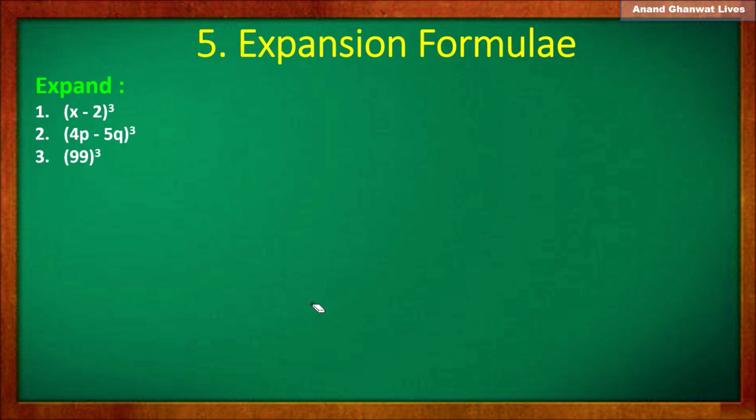Next example is the cube of 99. Let us take 100 minus 1, which is very simple. So now by using the rule for the cube of a minus b, we get the cube of 100 minus 3 into the square of 100 into 1, and plus 3 into 100 into the square of 1, and minus the cube of 1.